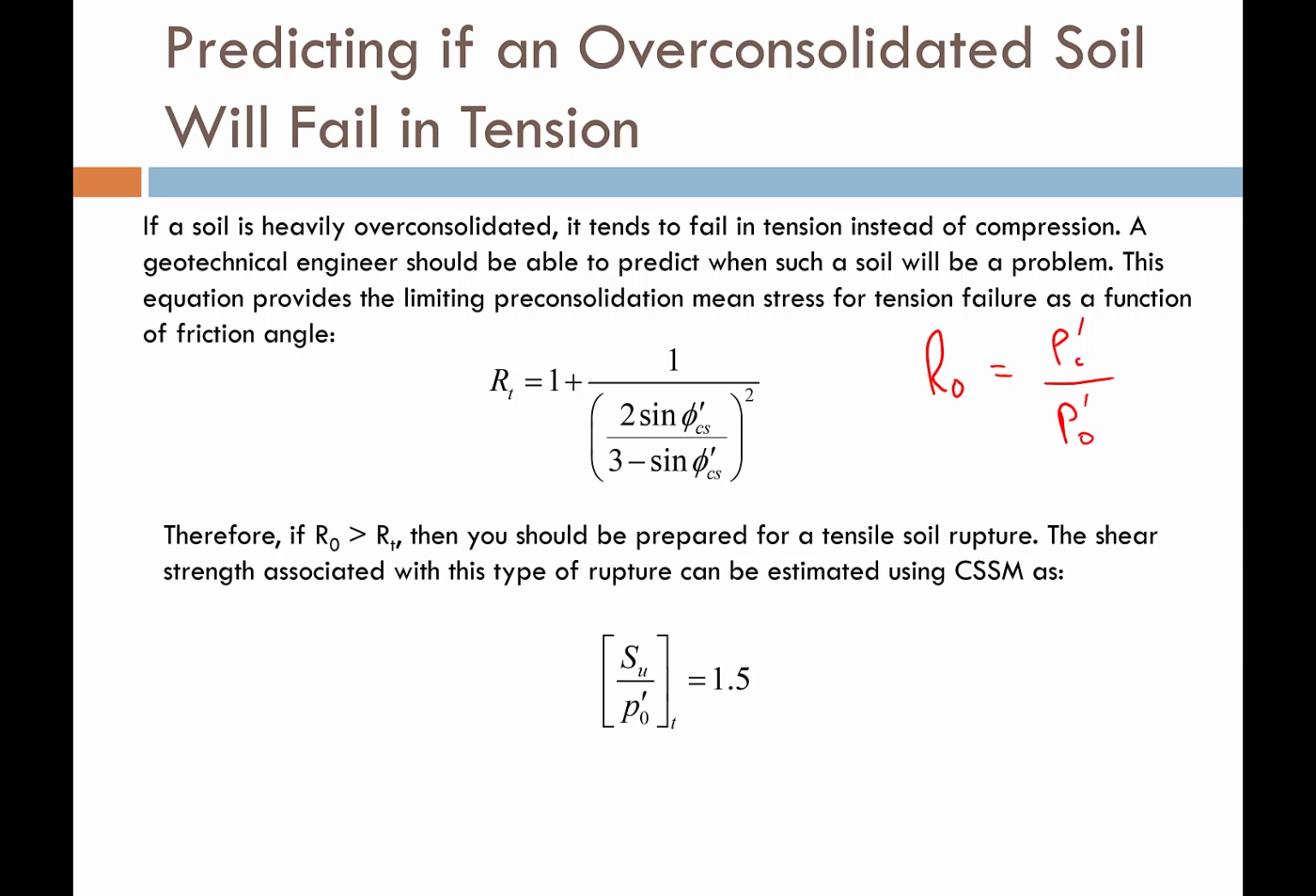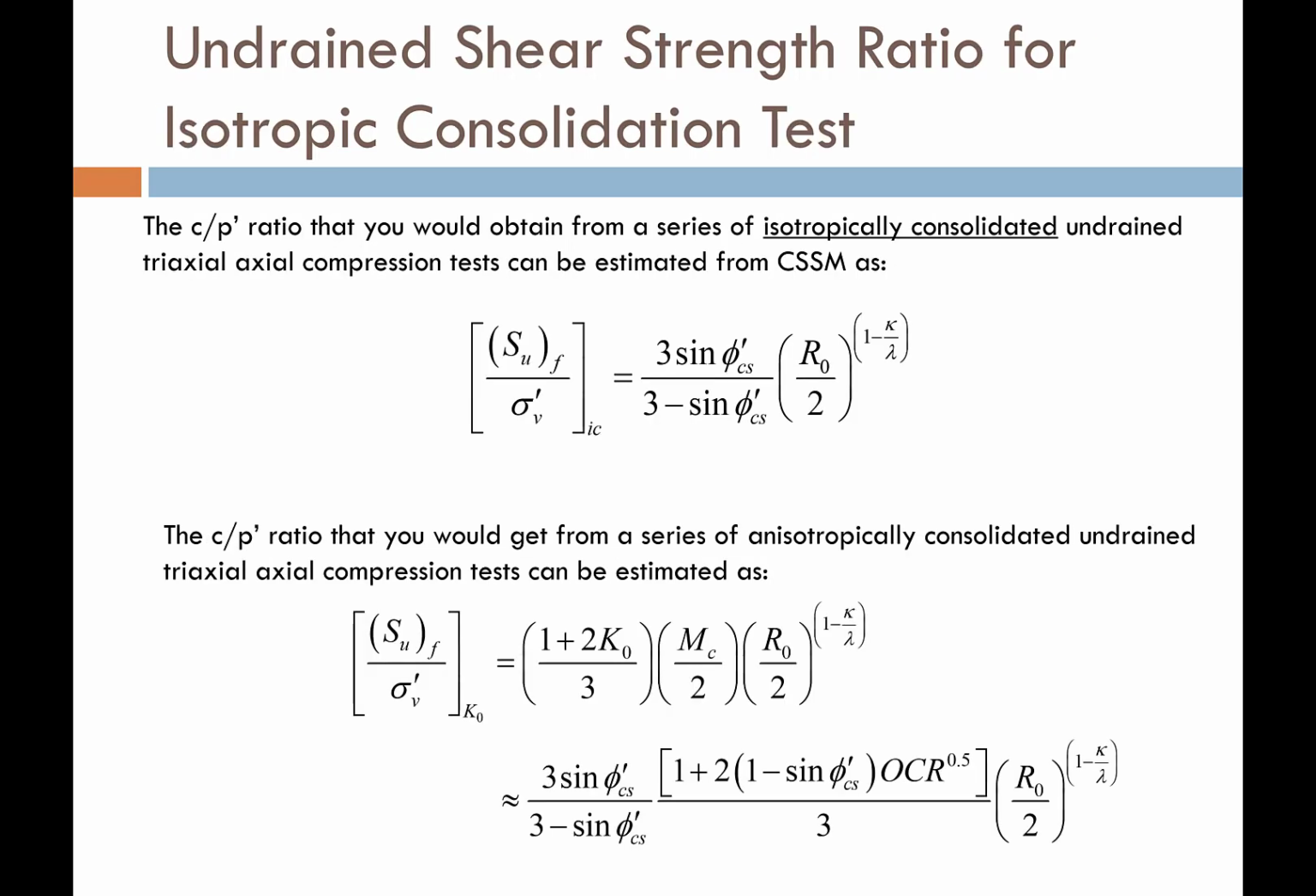If it's going to rupture in tension, we can rely on critical state soil mechanics to help us predict what the undrained shear strength of that soil is going to be when it ruptures in tension. And all it is, is 1.5 times the effective mean stress of the soil at that particular depth. So very, very simple.